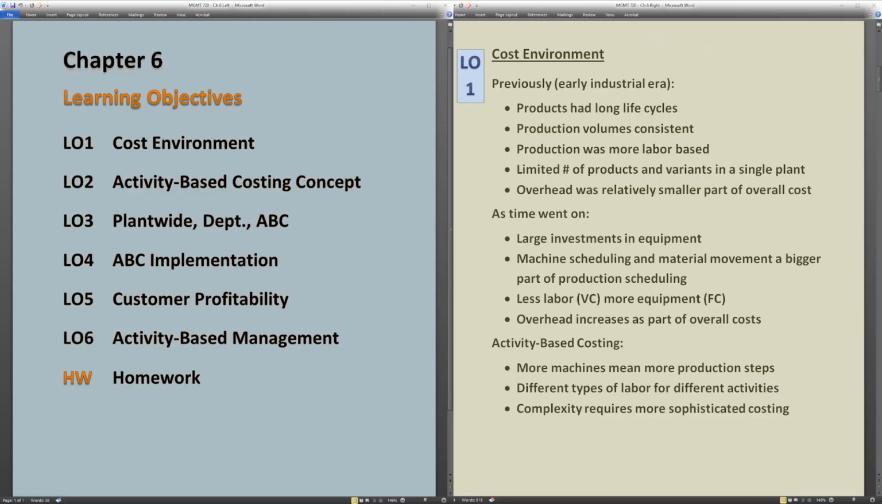So in the last chapter, we discussed job costing and process costing, and we're going to be extending that discussion with activity-based costing. And so that's what we'll cover today. Now, activity-based costing in this particular chapter has sort of three different implementations. You can see in Learning Objective 3, there's a plant-wide version, a department version, and a full activity-based costing, and we'll discuss all this.